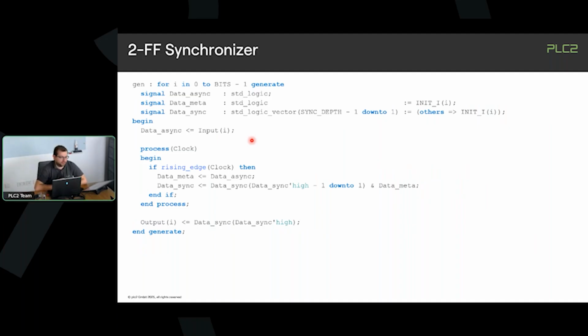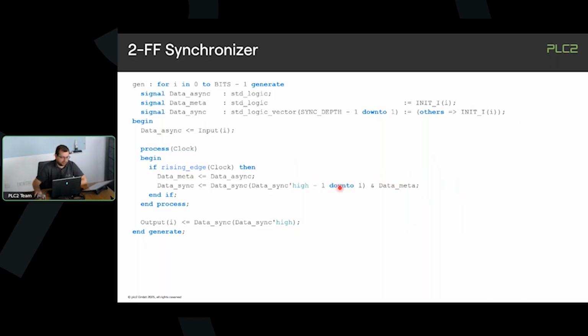Internally, the code looks roughly like this. We have a generate statement, unrolling bits many iterations. We have a data sync bit. We have a data meta, that's the output of the first flip-flop that's potentially metastable. And then we have n many sync bits in here. So there's a single flip-flop and then there's a shift register chain.